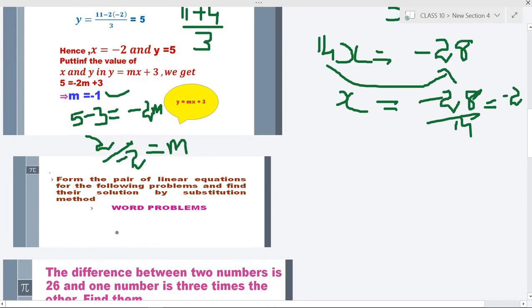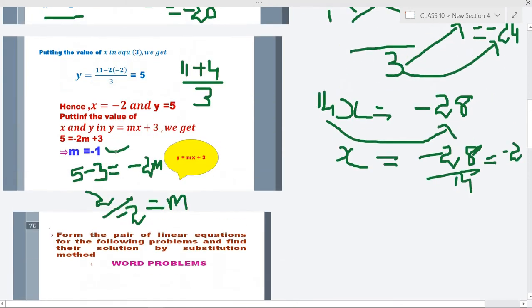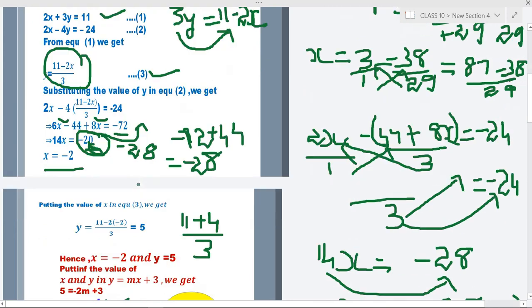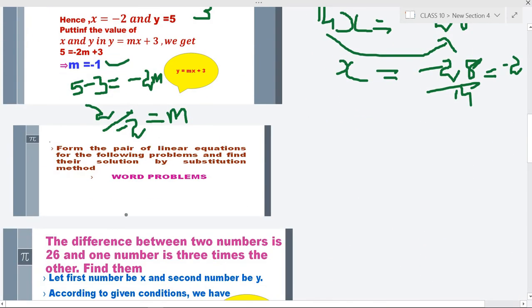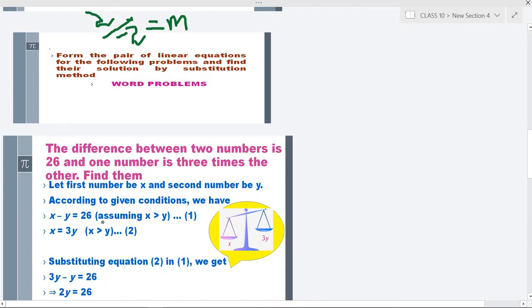Now we will move to the word problems. In the word problems, you have a challenge that you have to apply the conditions in order to form the equations. In these first two sums, the first two equations were already in the question. You started your first step with equation 3. But here you have to make those two equations by yourself by applying the conditions from the word problem. So let us understand how we can do it.